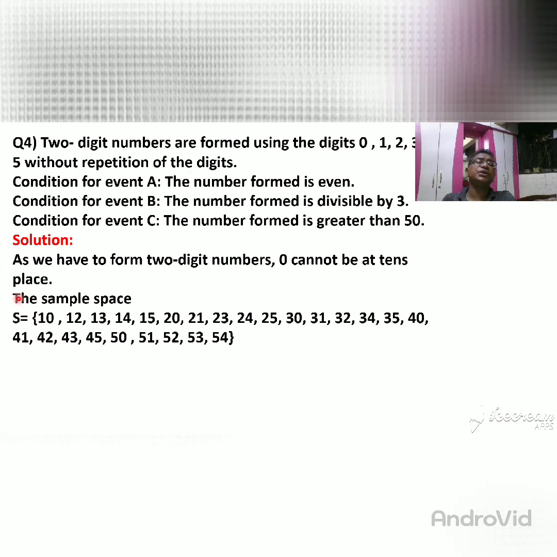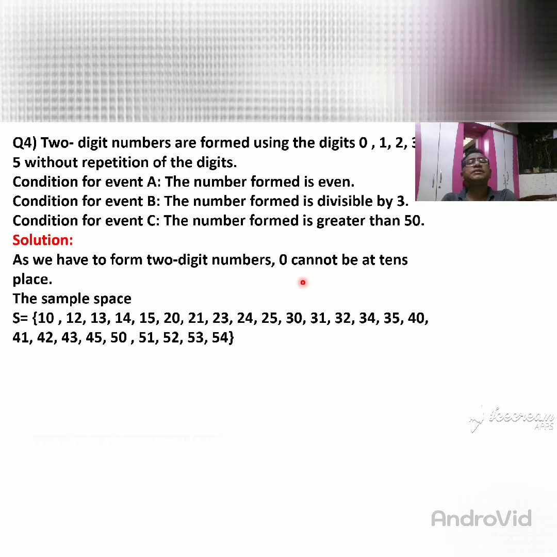So this sample space is written here. You write the sample space with the help of the digits 0, 1, 2, 3, 4 and 5. With these you write 2 digit numbers, but the condition is that you don't repeat the digits. What is the meaning of repeat? Suppose 0, 0: you cannot write 0 0 as a 2 digit number, because at the tens place you cannot write 0. So you cannot write 2 digit numbers with 0 at the tens place.